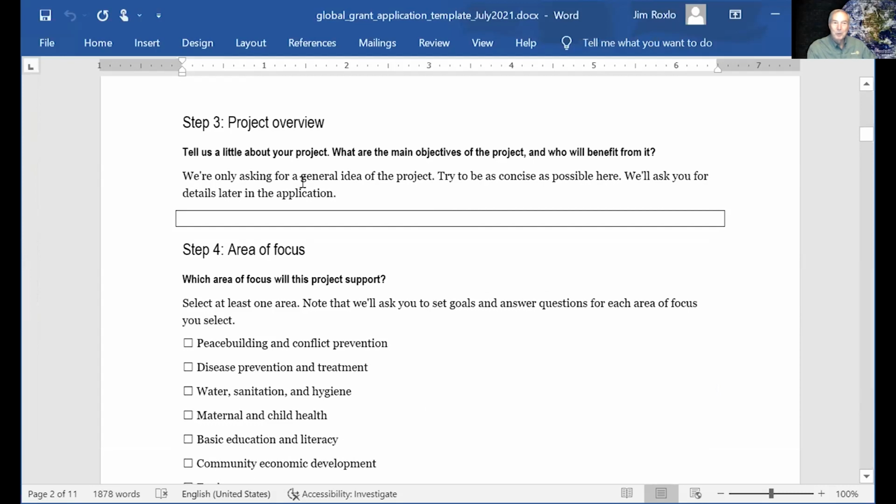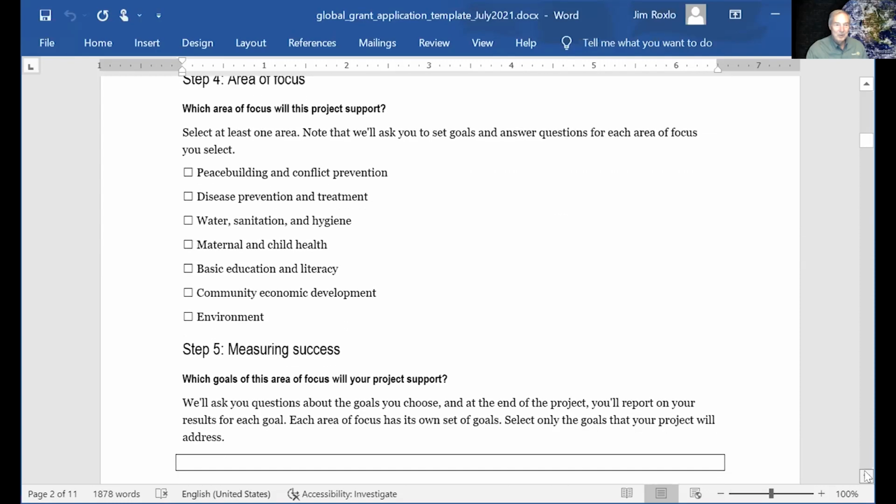Okay, project overview. You remember we wrote a little 2-sentence description of your project. You just cut and paste it right in here. They keep saying, try to be as concise as possible. We want you to put down the basics. What's your elevator speech about your project? And then which area of focus? And then you get to the goals.